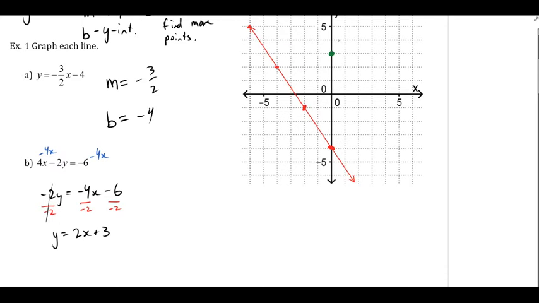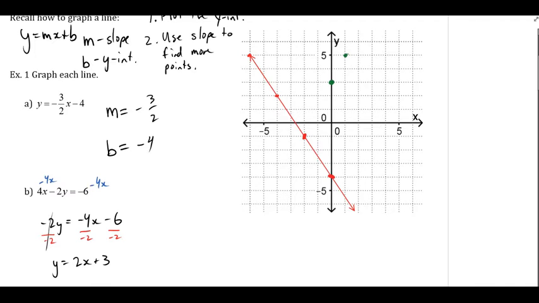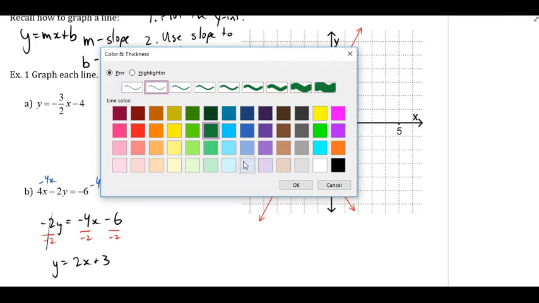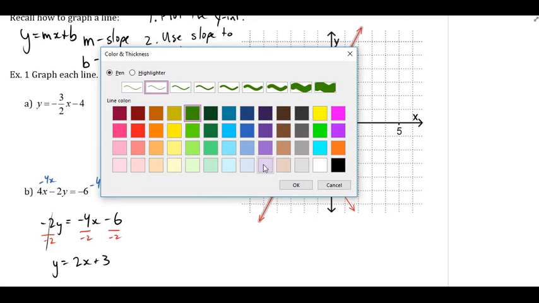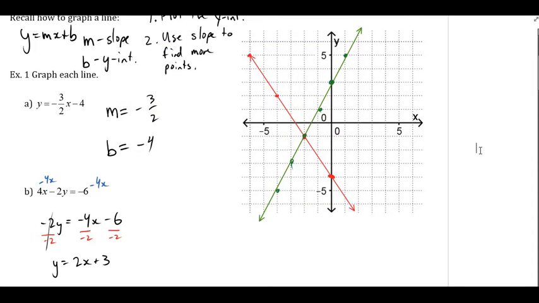And then I'm going to go up 2 over 1. And look, it's a negative slope, so I'm going the other way. Down 2 over 1, down 2 over 1, down 2 over 1. Get a bunch of lines. Awesome, thank you. And I'm done.